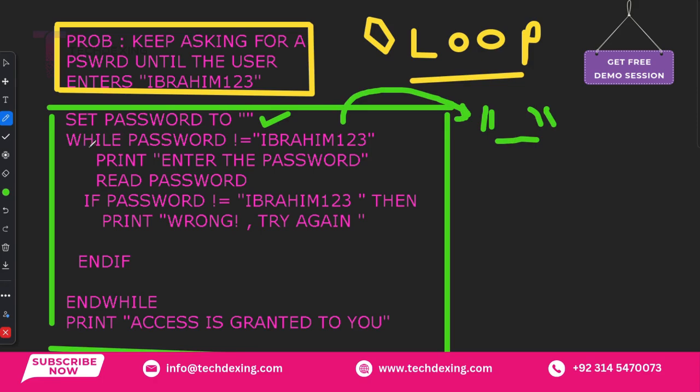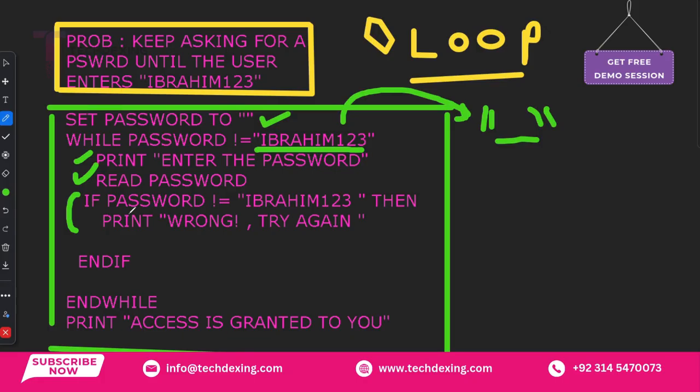We check that while the variable is not equal to Ibrahim123, we will ask the user to enter the password. Then we read that password and check this condition, because the core of the problem was to check whether our password was not equal to Ibrahim123. If the entered password is not equal to Ibrahim123, it means the user has entered the incorrect password.